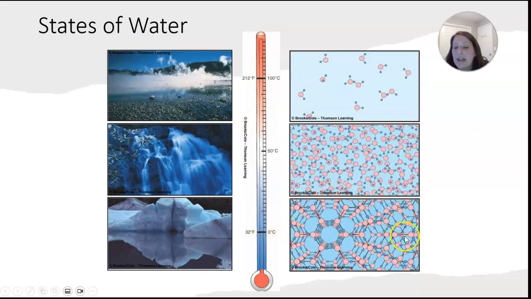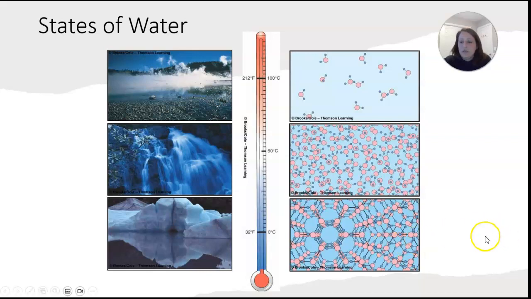So you can see this lattice type structure. So each water molecule here is bonded to the maximum number of water molecules. So one water molecule could hydrogen bond with 4 other water molecules. And that's what's going to happen in this state of water. So when we have ice, solid water, it is going to form this type of a structure.